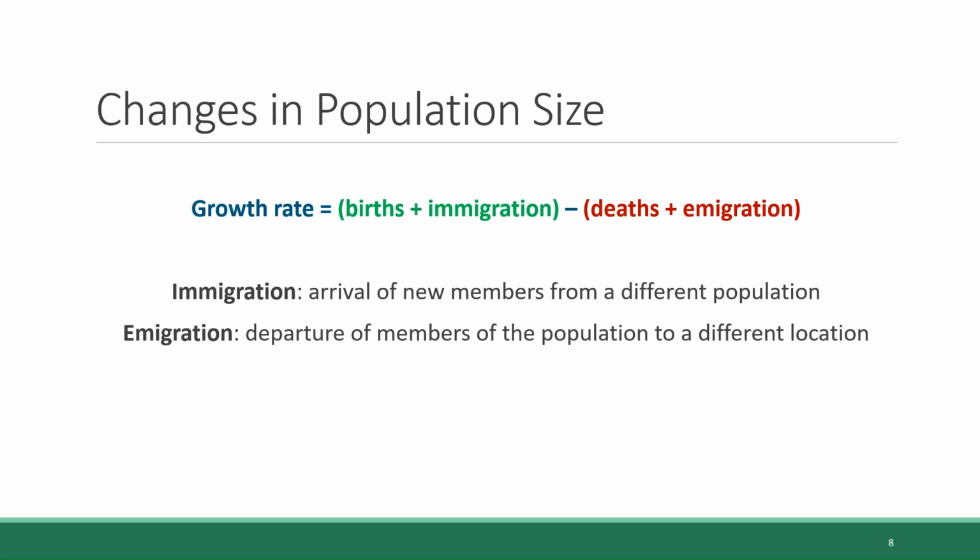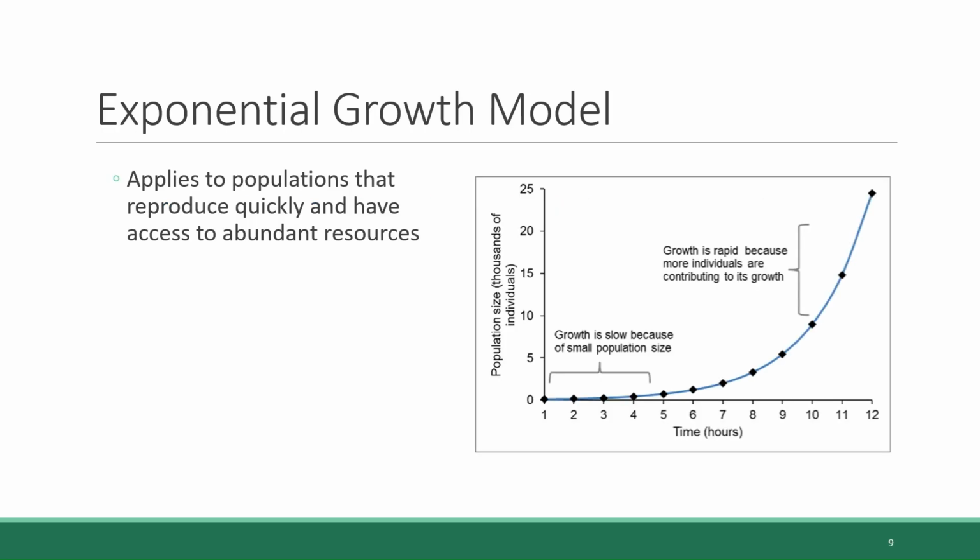Now that we've established that, let's take a look at the two major models that represent population growth. The first one is called the exponential growth model. This pattern of growth applies to populations that reproduce quickly and have access to abundant resources. The mathematical equation that is used to model this pattern of growth is this: G equals R times N.